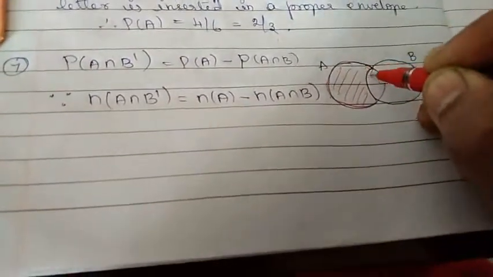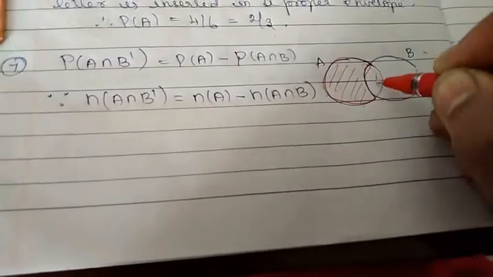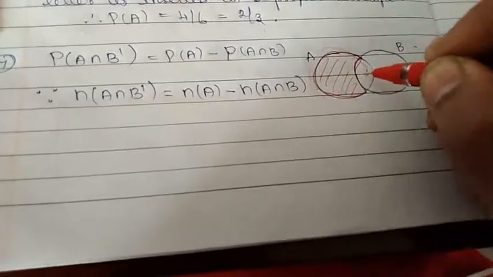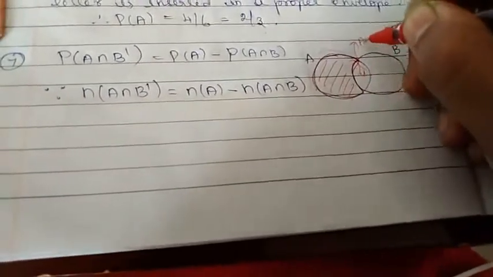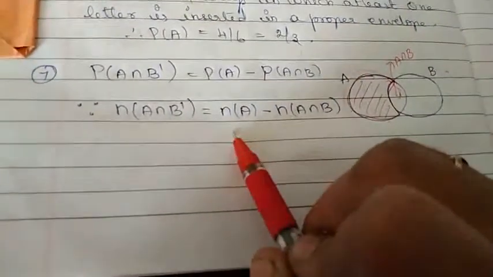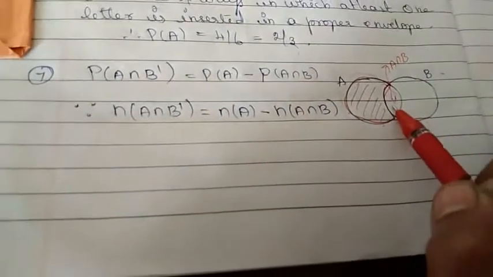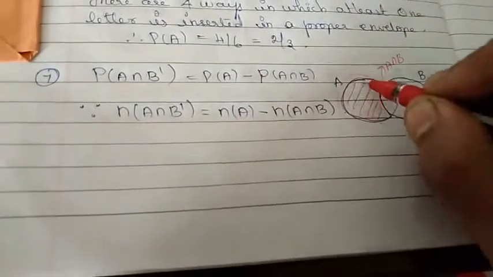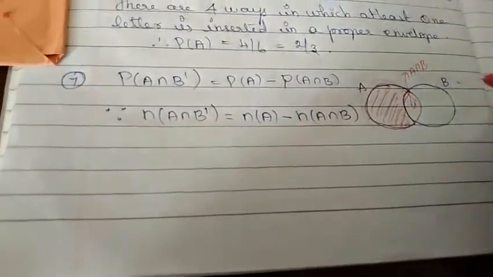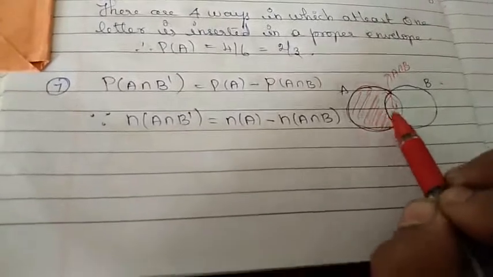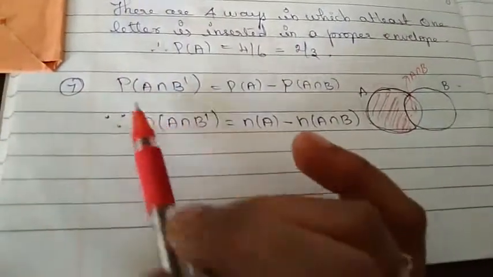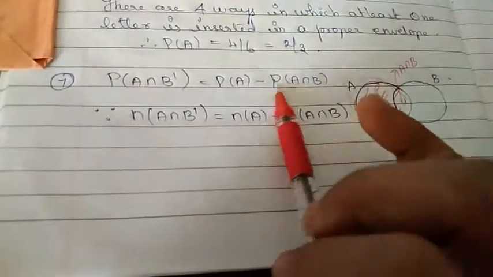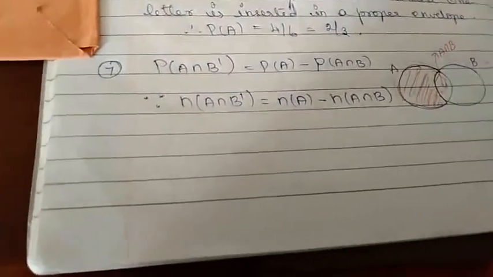So how will you write this part? This part is n of A minus this intersection. A means this full part. From this full part, we have to subtract the intersection. This is our intersection area. So from full part, if we subtract the intersection, we will get A intersection B dash. A intersection B dash is nothing but this region. Alright. Probability of A intersection B dash is nothing but probability of A minus probability of A intersection B. If you substitute, you can find the answer.